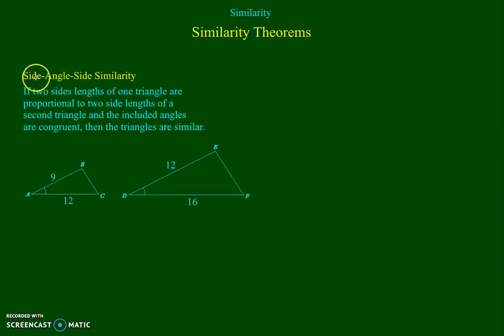Again, this should not be confused with the side-angle-side congruence theorem, because we are talking about proportionality related to these sides and not to congruence of sides. The included angles are congruent, but the sides that include those angles have to be proportional. So that's the idea behind side-angle-side similarity. Let's go ahead and see if we can put this theorem into practice.